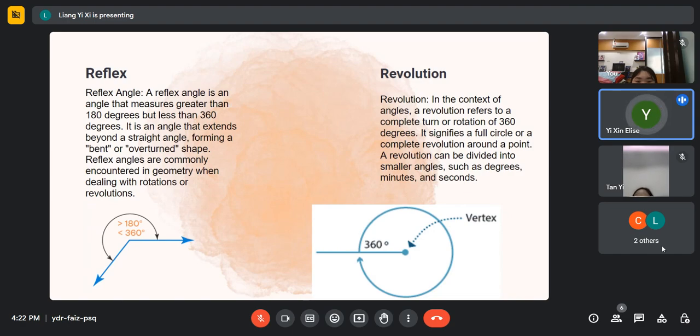Revolution is the last of the angle types. A revolution refers to a complete turn or rotation of 360 degrees. It's a full circle, a complete revolution around a point. It can be divided into smaller units such as degrees, minutes, and seconds.